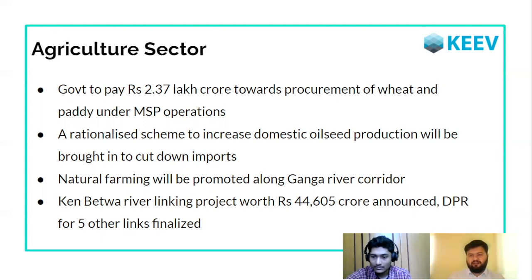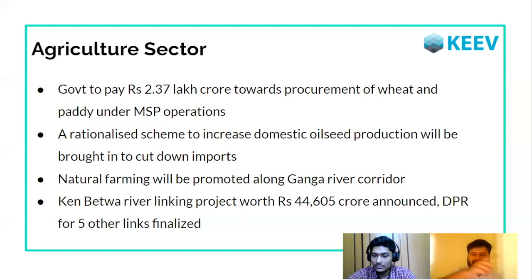linkages between rivers. So what is happening currently is that we have rivers which have enough water, and the area where the river is flowing has enough water, but there are other areas where there are no rivers, and those areas are dry and they rely only on rainfall, which is erratic. Rainfall कभी ज्यादा आ गया, कभी कम आ गया. तो उस पर आप डिपेंड नहीं कर सकते एग्रीकल्चर के लिए.